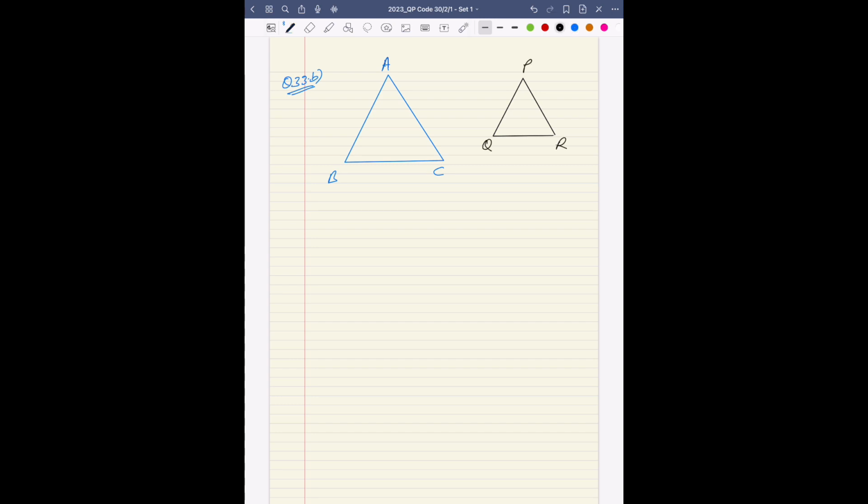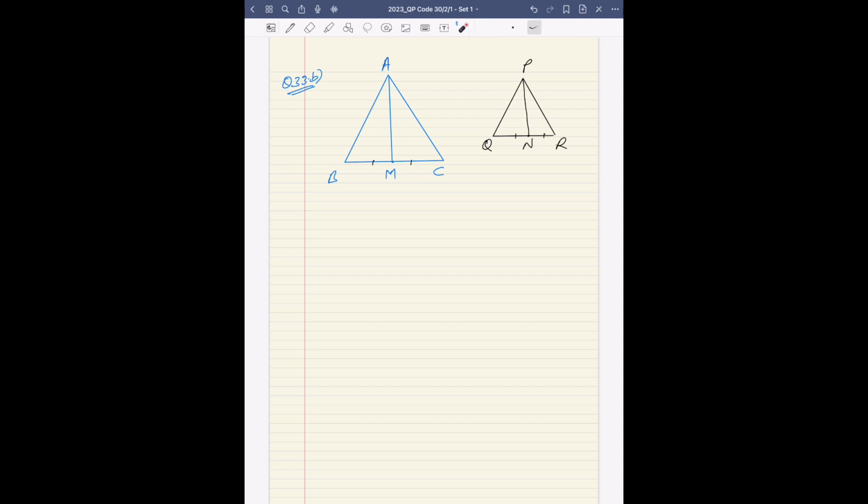Now what does this mean? That AB is proportional to PQ, AC is proportional to PR, and median, right? Median we have already discussed. What is the median? Line segment joining the vertex and the midpoint of the opposite side. So let's call this M and let's call this N. This is a midpoint, so this will be equal.